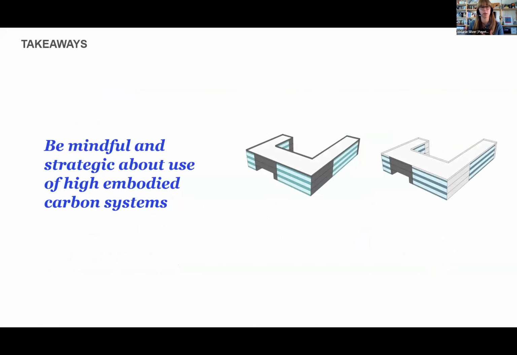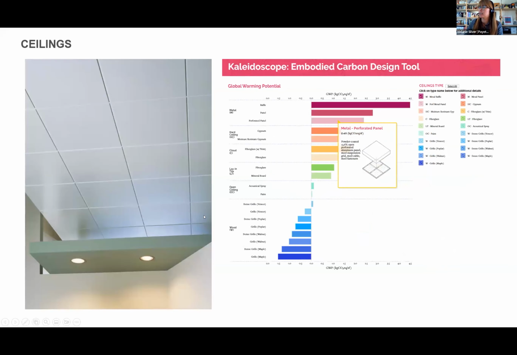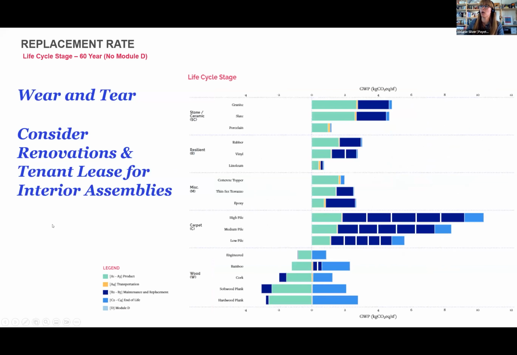And maybe if you really want to have a high embodied carbon material like that granite masonry, or some of the curtain walls, be mindful and strategic about where you place it. We're not trying to restrict your aesthetic palette. We understand, as architects, aesthetics do matter to us, but maybe don't put it everywhere.